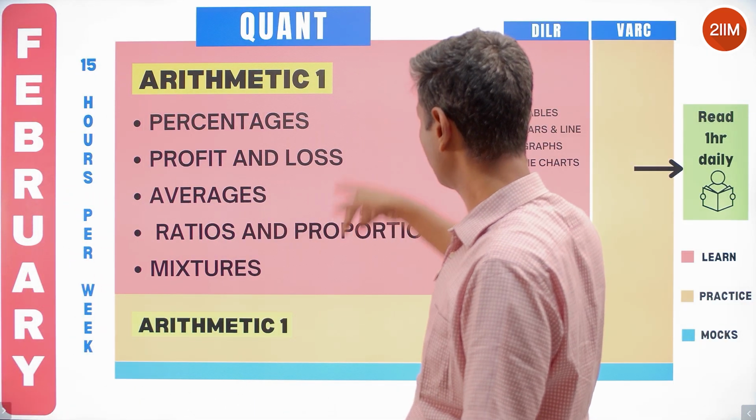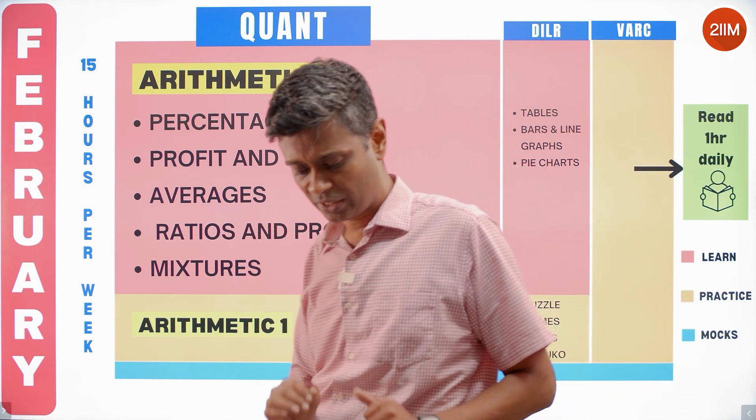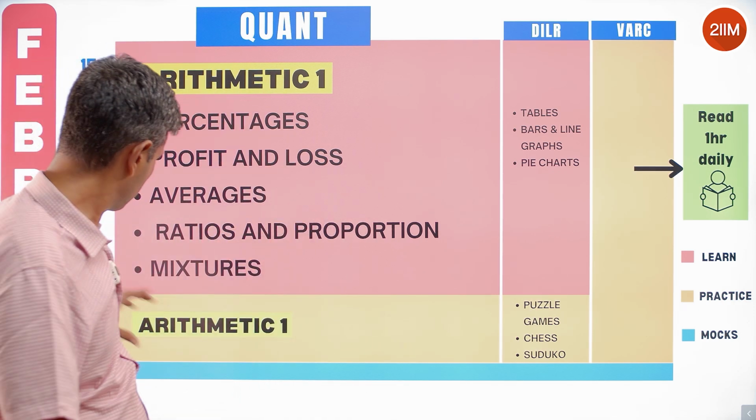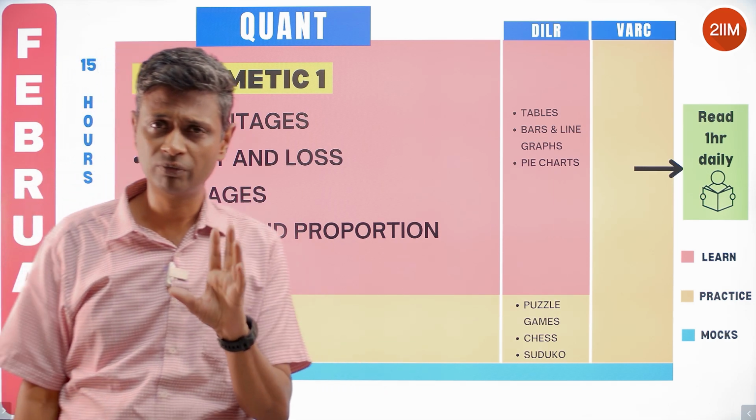We're talking about quant, logical reasoning, data interpretation, verbal. Right? And then we are saying the funda building part comes here, the speed building consolidation part comes here, mocks come here. Right? So very important.